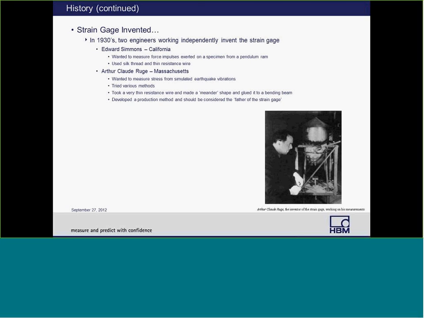In the 1930s, two engineers working independently invented the strain gauge. Edward Simmons of California wanted to measure force impulses exerted on a specimen from a pendulum ram, and he ended up using silk thread and some thin resistance wire. Arthur Claude Ruge from Massachusetts wanted to measure stress from simulated earthquake vibrations, and he ended up trying various methods. What he ended up doing was taking a very small, thin resistance wire and making it meander shape and gluing it to a bending beam. He then developed a production method, and because of all of this, should be considered the father of the strain gauge.